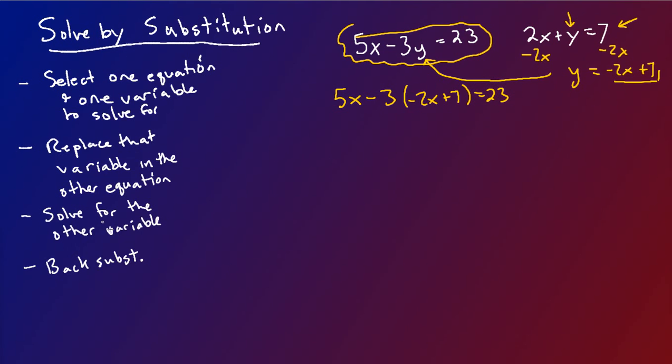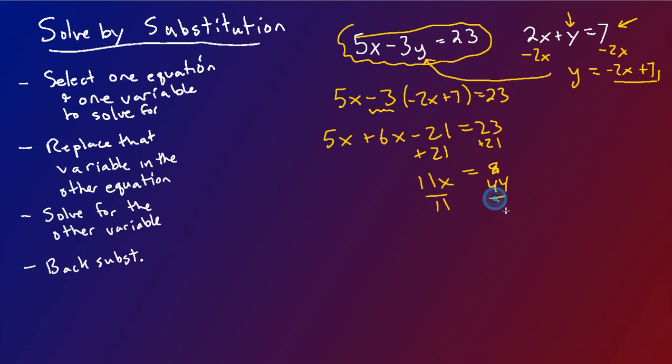And now I'm going to solve for the other variable. So I'm going to solve for x. I'm going to distribute this negative 3. Remember to take the negative with it. So I get 5x plus 6x minus 21 equals 23. Then I'll add the 21, and I get 44. And I get 11x divided by 11, and x is 4. So this is part of my answer.